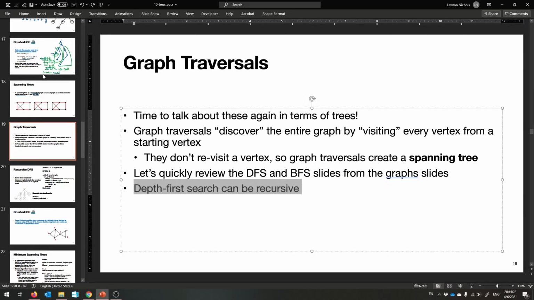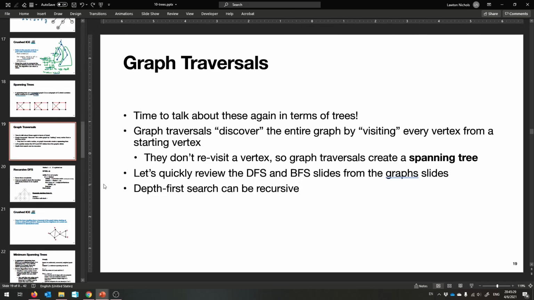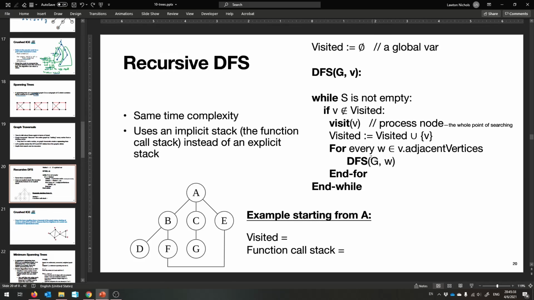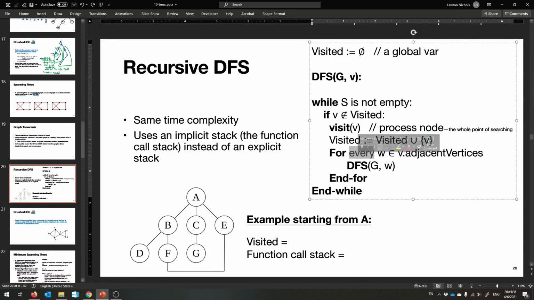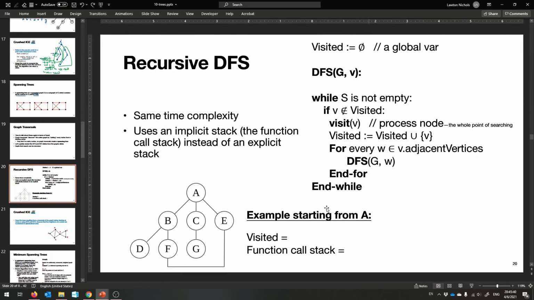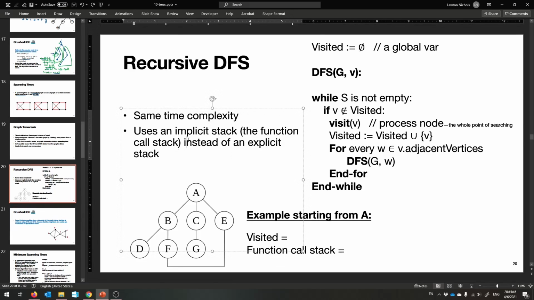One last thing I want to say, that I kind of got into in the slides up above, is that DFS, depth first search for graphs even, can be recursive. It's kind of like a post order for graphs, okay? So it's possible to, instead of a stack, just let the recursion happen and use the function call stack as your stack. It's all the same time complexity, same runtime and space complexity, because you're still using a stack at the end of the day. Instead of an explicit one, you're using an implicit one.